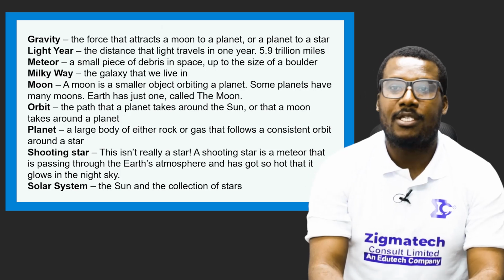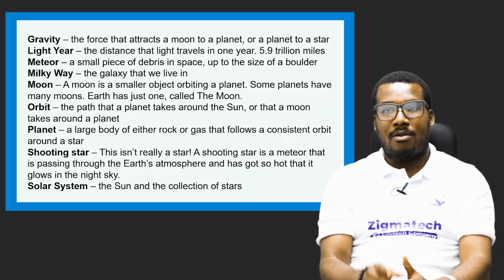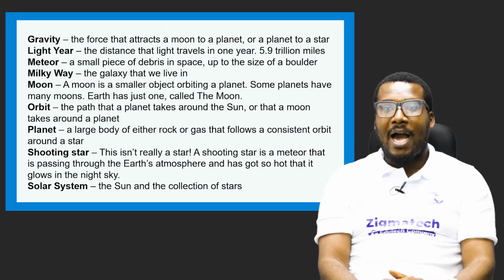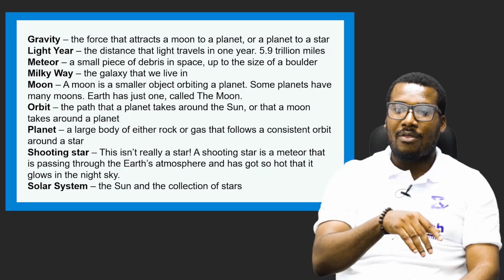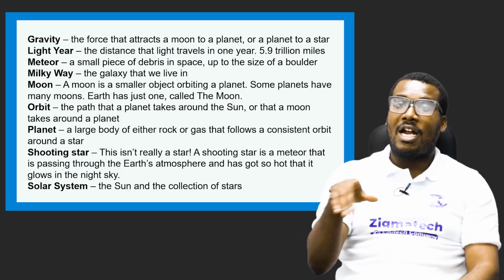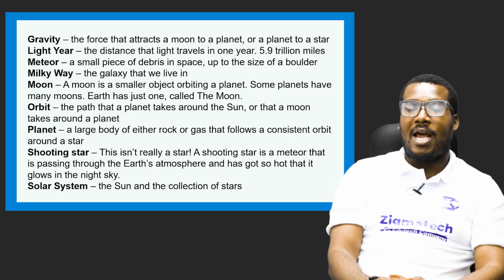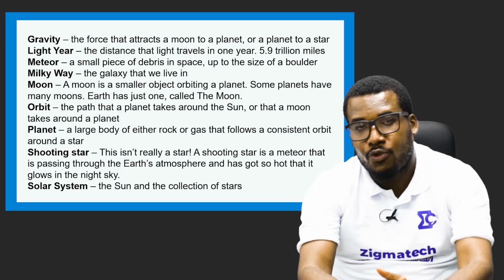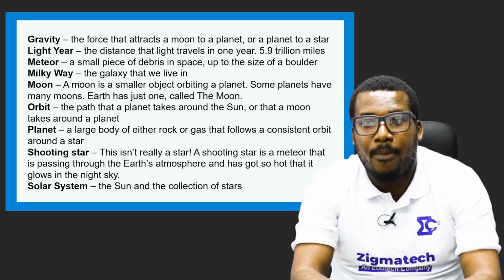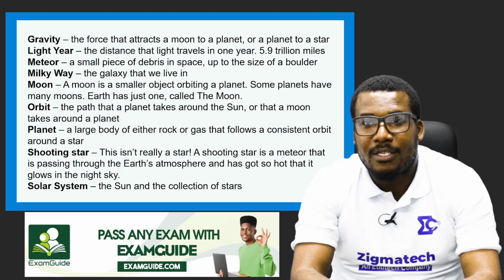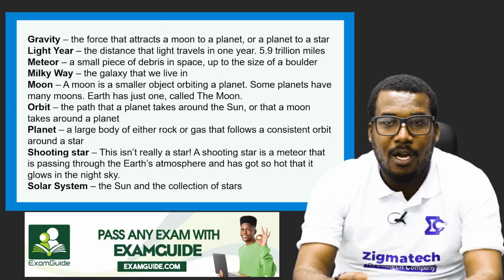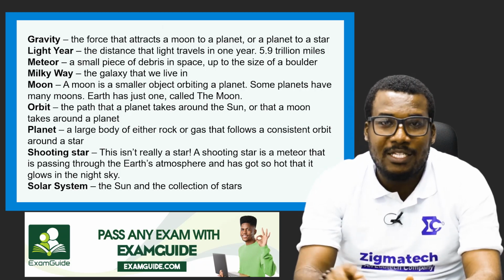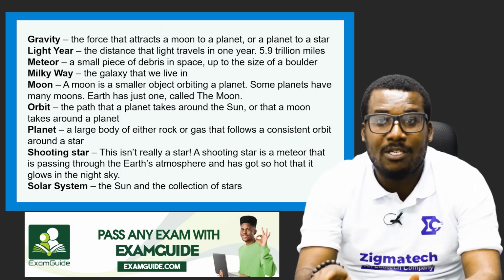Now we have the orbit. The word orbit means the path. Take note of this word very well. The path that a planet takes around the sun, or that a moon takes around a planet, or that any foreign body takes. For example, when we talk about artificial satellites, man-made satellites also orbit around a planet.